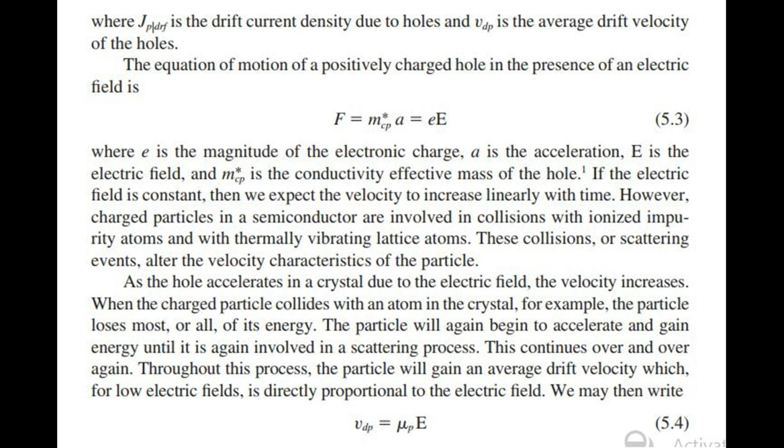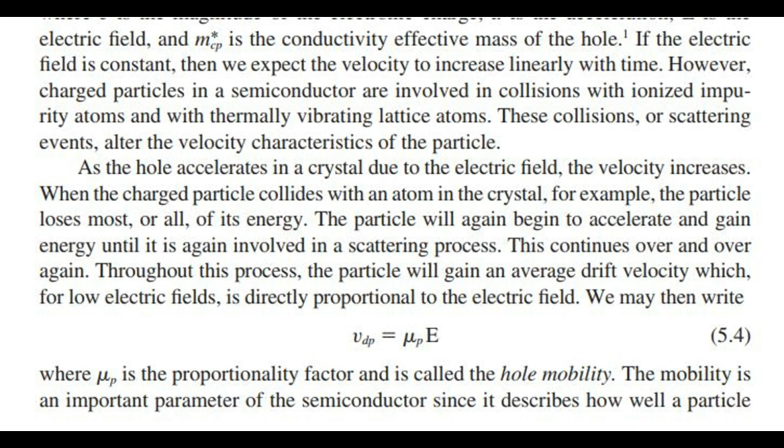The equation of motion of a positively charged hole in the presence of an electric field is F = e E = m*cp a, where e is the magnitude of the electronic charge, a is the acceleration, E is the electric field, and m*cp is the conductivity effective mass of the hole. If the electric field is constant, then we expect the velocity to increase linearly with time. However, charged particles in a semiconductor are involved in collisions with ionized impurity atoms and with thermally vibrating lattice atoms. These collisions, or scattering events, alter the velocity characteristics of the particle.